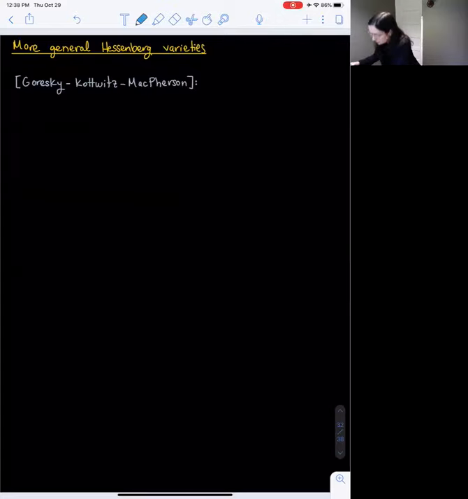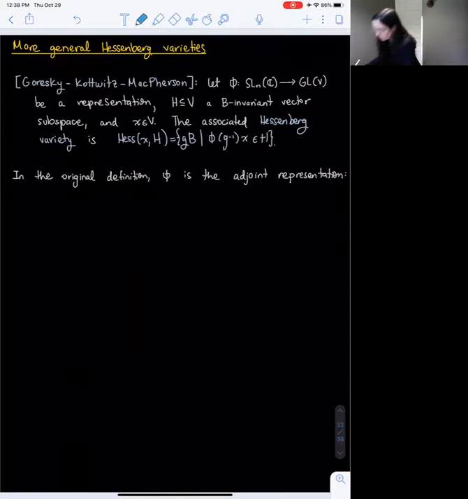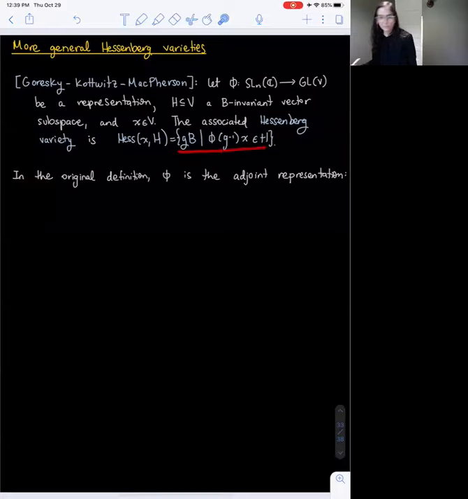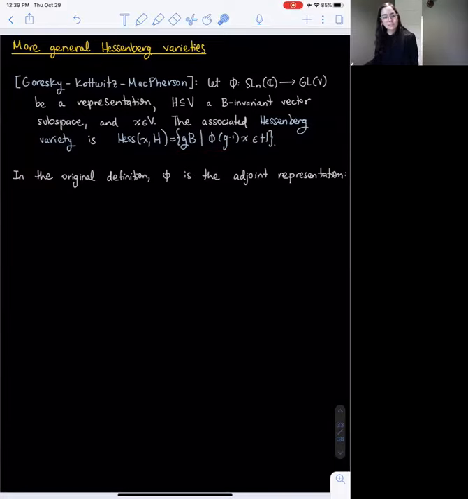The input is going to be a representation. You have a representation of SLn, and you pick a V-invariant subspace of your representation, and you pick a point in V. Using that as your input, you will get an associated Hessenberg variety, which is going to consist of the flags such that this equation holds.